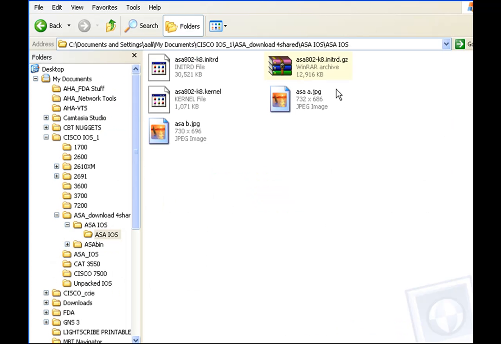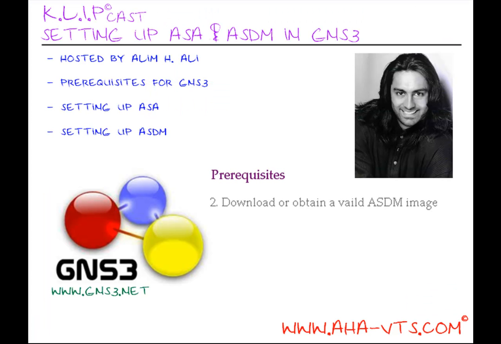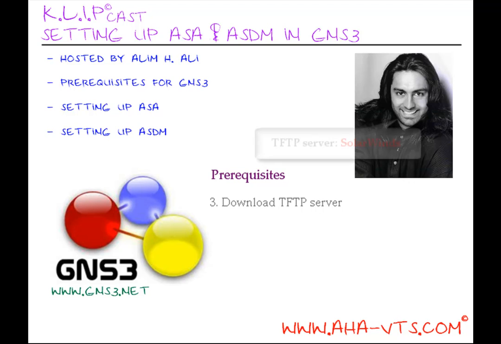going to use. It is the ASA 802-k8.initrd.gz and the kernel. The second item is to download and obtain a valid ASDM binary file. The one used in this Clipcast is the ASDM 645-204.bin. And the third item is to download a Tftp server. Now, the one used in this Clipcast and the one I prefer is made by SolarWinds.